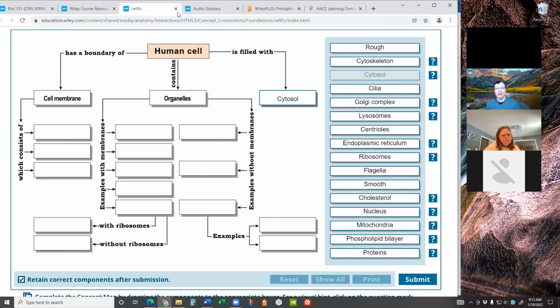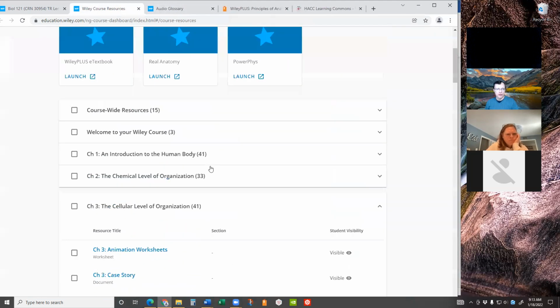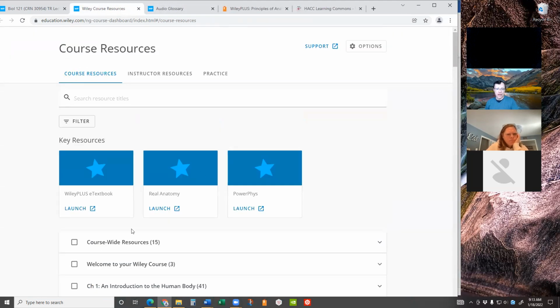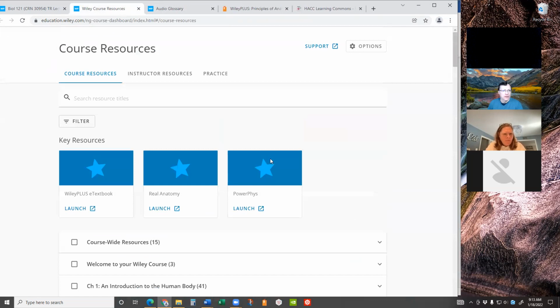So be aware of the interactive activities, be aware of the audio glossary, any of these things that you have access to in your course resources area, use them. If you find them beneficial, use them. If you don't find them beneficial, well, then don't use them. It's really that simple, okay? All right, so those are your course resources. Do you have any questions at this moment?